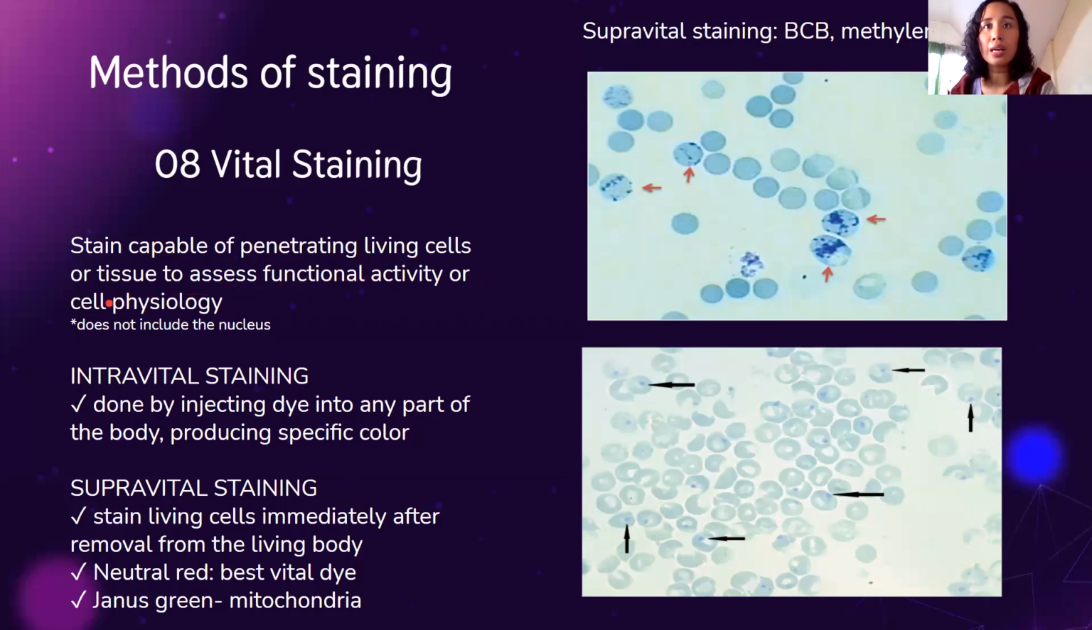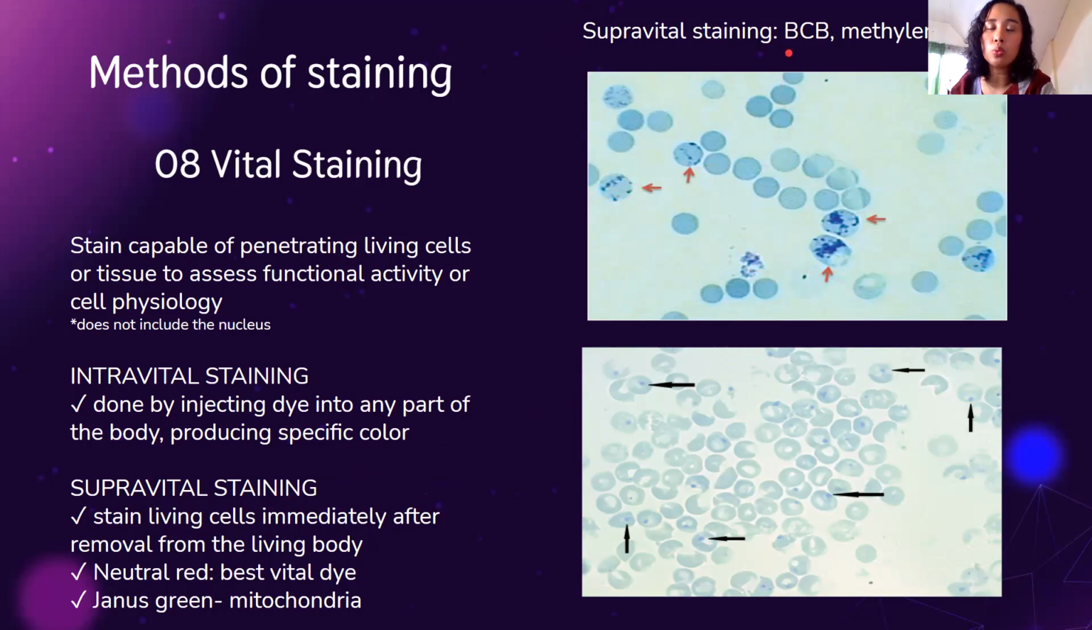So we have two types. The first is supravital staining. It could stain living cells that are already removed from the body. The most common cells we apply supravital stain to in hematology are reticulocytes. So these are reticulocytes.